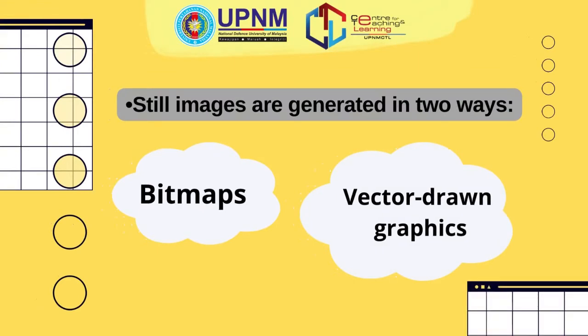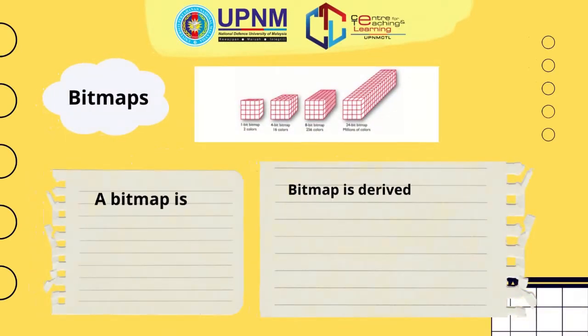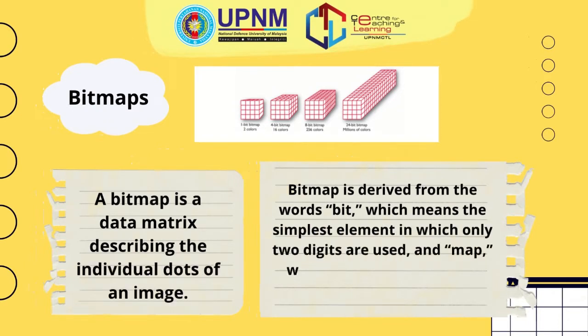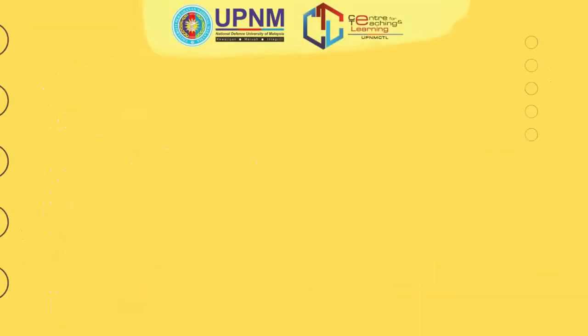Still images are generated in two ways, bitmaps and vector-drawn graphics. Bitmaps. A bitmap is a data matrix describing the individual dots of an image. Bitmap is derived from the words bit, which means the simplest element in which only 2 digits are used, and map, which is a two-dimensional matrix of these bits.